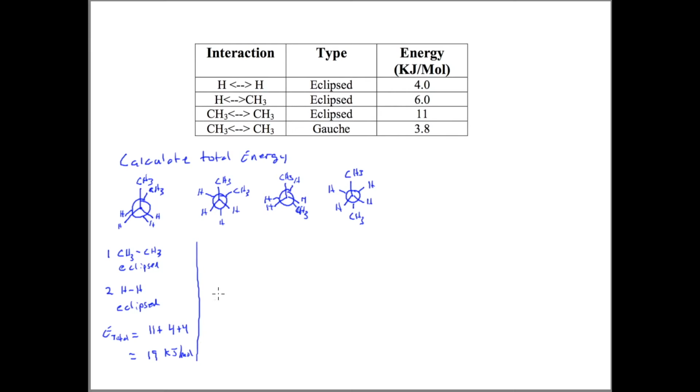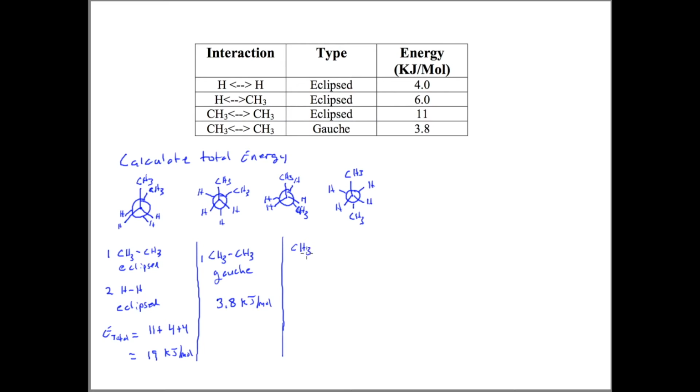Now we can separate this and look at the next one. So what I can see is I have a CH3 and a CH3. They're not eclipsed, but they're gauche, and so they're not anti. So that means that there is some energy associated with them. And so if I look at the chart, the only energy value that we have is 3.8, and so this conformer has an energy value of 3.8 kilojoules per mole.